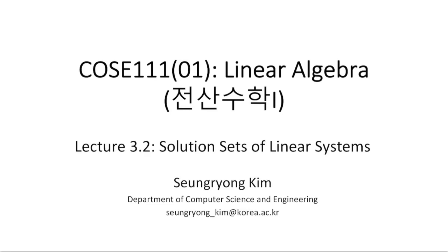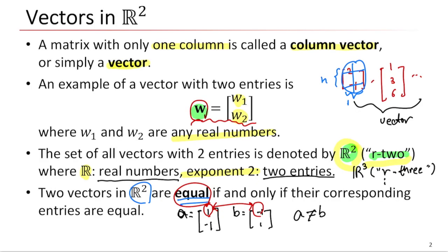Okay, let's start. In the last lecture, we were talking about what a vector is. A vector is a matrix with only one column. It's called a column vector, or just a vector. For example, a vector with two entries looks like this. So we can represent a vector with any real numbers like that.